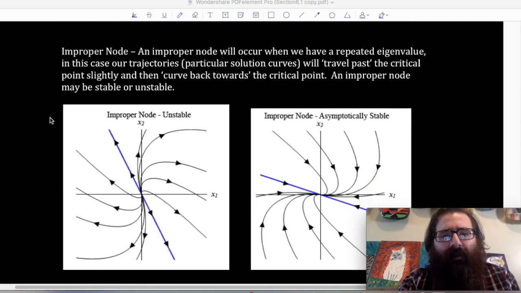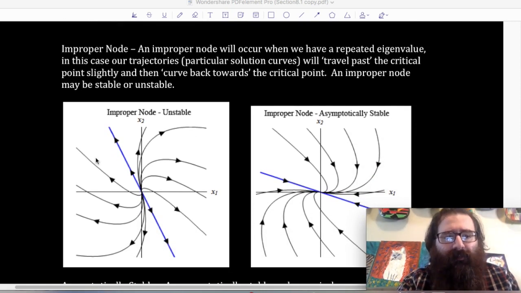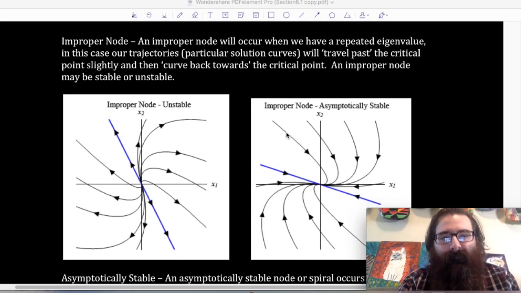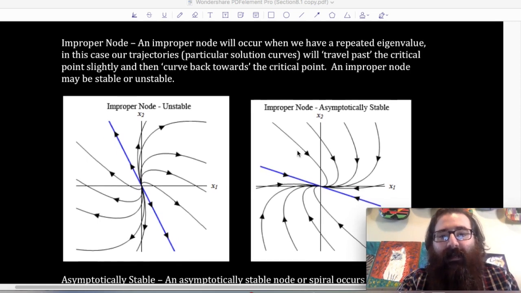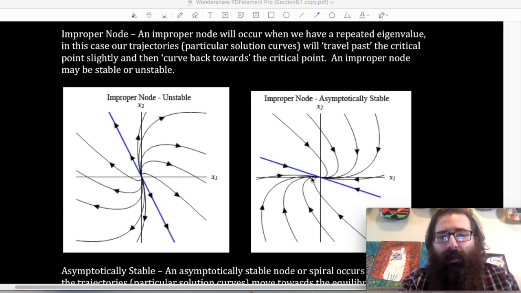So here we have an example of an improper node that is unstable. Here we see our trajectories are moving away from the critical point. And then here we have an asymptotically stable improper node, where our trajectories are moving towards the critical point, so showing that stability there.